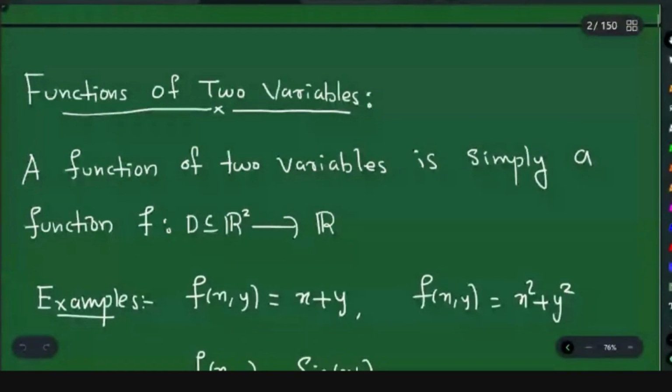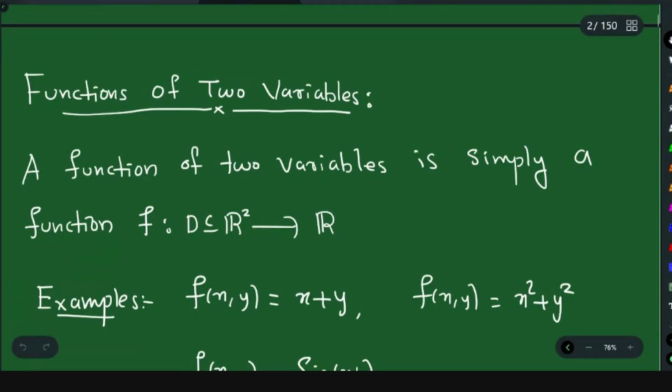So let us discuss functions of 2 variables. A function of 2 variables is simply a function f from D, a subset of R2, to R. So the domain is a subset of R2. Such functions are called functions of 2 variables. The 2 independent variables are usually denoted by x and y.